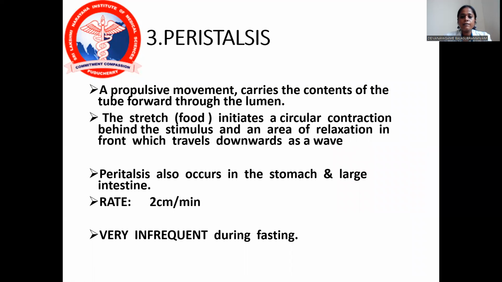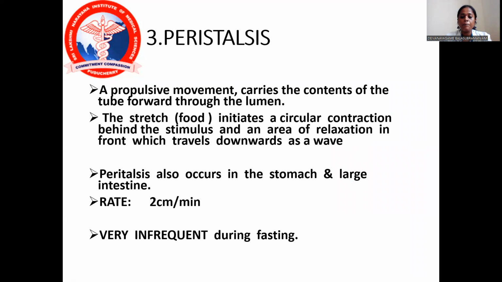About peristalsis, a propulsive movement: it carries the contents of the tube forward along the lumen. How is it initiated? It is initiated by a circular contraction behind the bolus and an area of relaxation in front, which travels downward as a wave. This peristalsis also occurs in the stomach as well as in the large intestine.